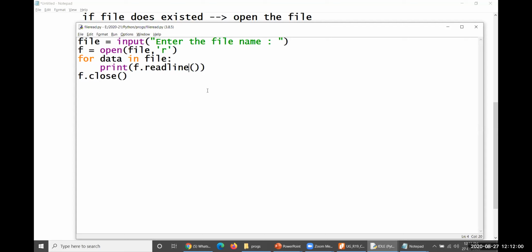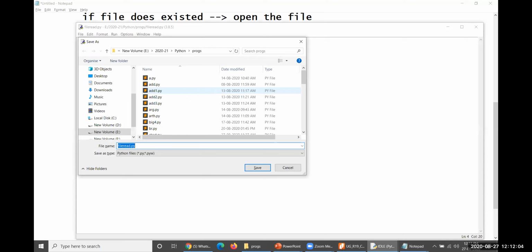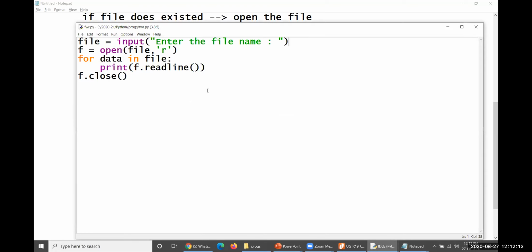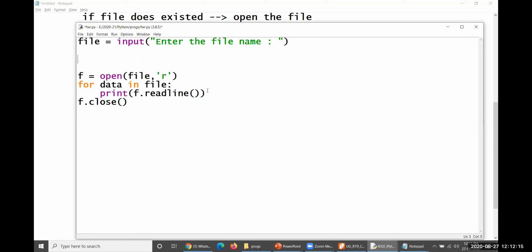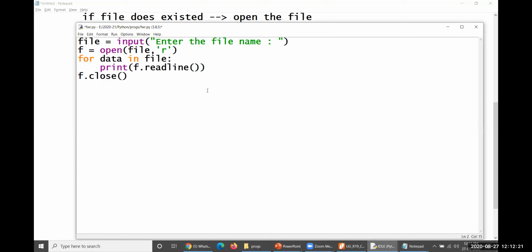So I'd like to save it with another name: FWR, read and write dot py, my file. Here you'd like to consider the file. Enter the file name. Yes, I have taken it. The file will be opened in write mode first. I'd like to write the data onto the file first. Then you may enter some data.